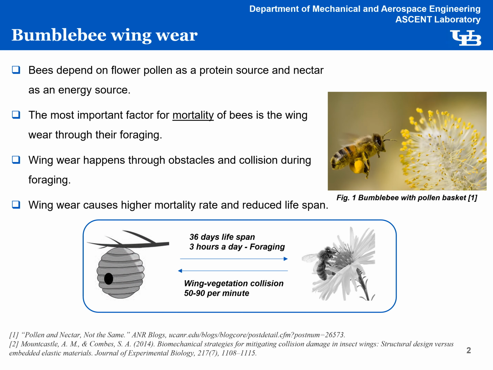Bees collect nectar and pollen through foraging, and the foraging task is done by worker bees. On a typical day, a worker bee spends 3 hours foraging. During foraging, they encounter wing-vegetation collisions up to 50 to 90 per minute. The lifespan of a typical worker bee is around 36 days, so this results in around 400 to 500,000 collisions for each worker bee during its lifespan. This kind of high collision causes wing wear in bumblebees, and the wing wear makes bees more prone to predators, hence reducing their lifespan.